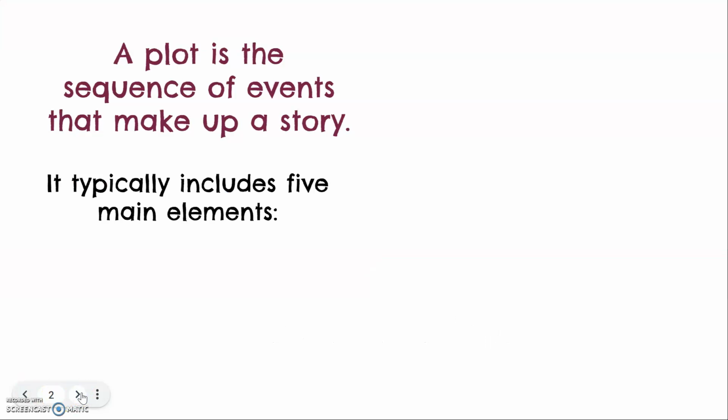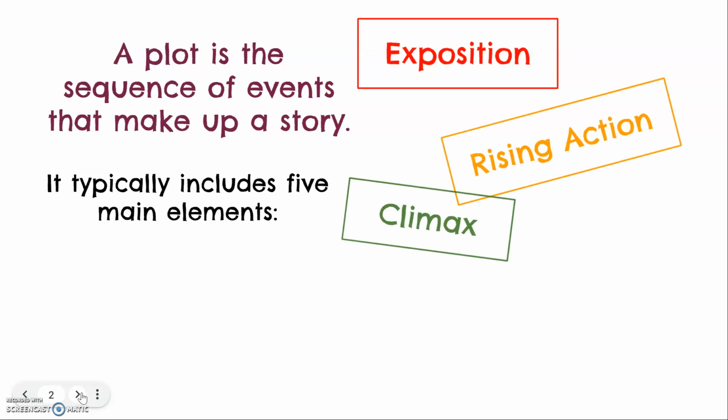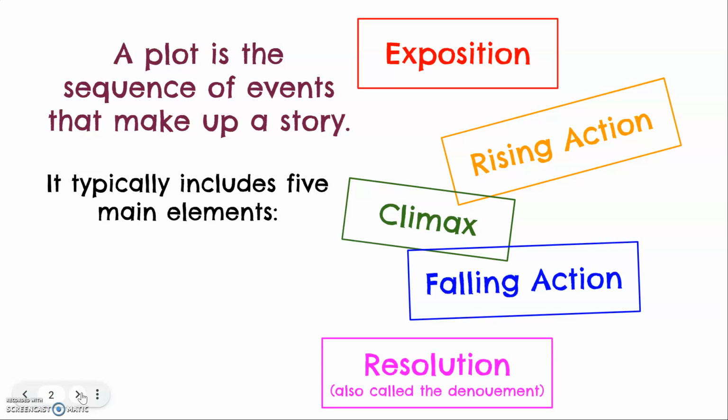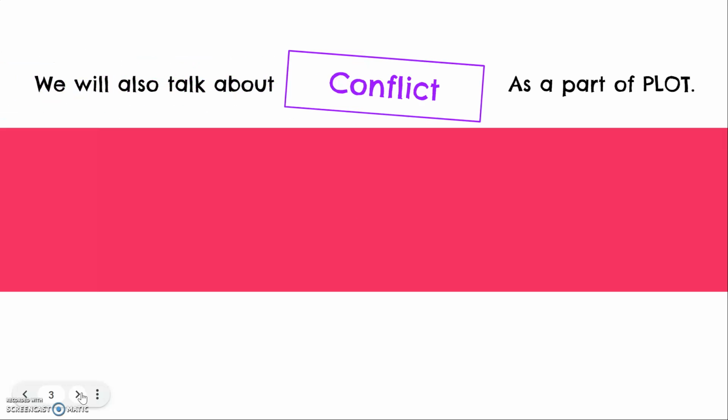So a plot is a sequence of events that makes up a story. It typically includes 5 main elements. They are exposition, rising action, the climax, falling action, and resolution, also called the denouement. We're also going to be talking about conflict as a part of plot, so let's go.